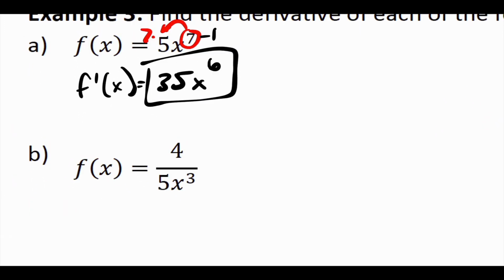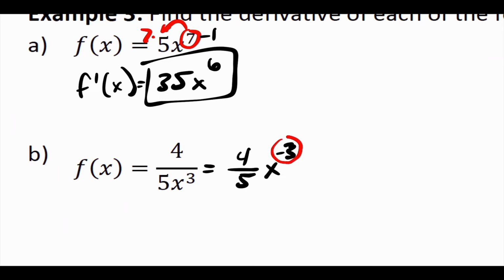Letter B. How can I rewrite letter B so that I can use the power rule? Because the way it's written right now, I can't use the power rule. I need a coefficient. So what would the coefficient be for this one? 4/5. I like that. 4/5, and then times x. There you go. X will be to the -3 because x is on the bottom. So it's a -3 power. Now I can use the power rule because I have a coefficient and I have a power.